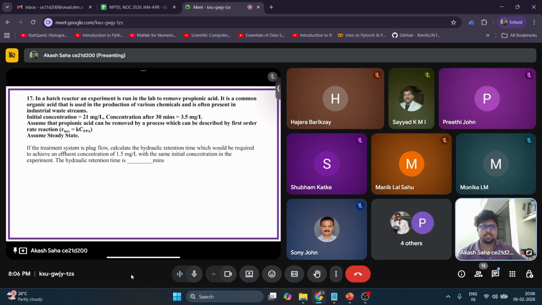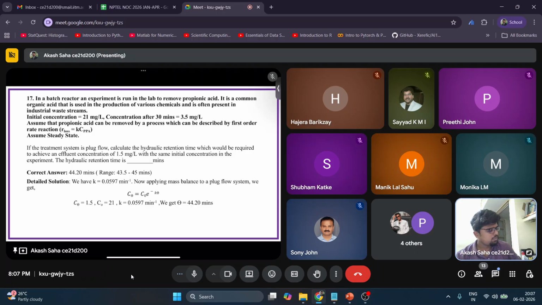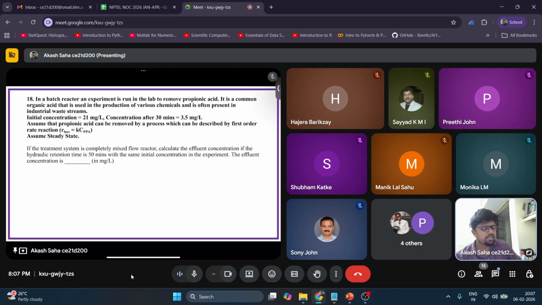Okay, here you can see, right? So the same thing. Next, similar problem again. Now they are asking that if the treatment is completely mixed flow reactor, calculate the effluent concentration if the hydraulic retention time is 50 minutes. Okay, so now they have changed the hydraulic retention time to 50 minutes and the K is same. Now we have to find out what is the effluent concentration.